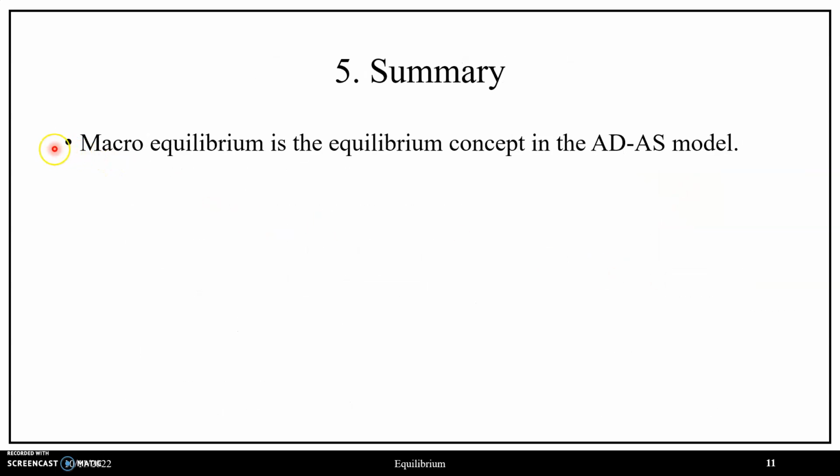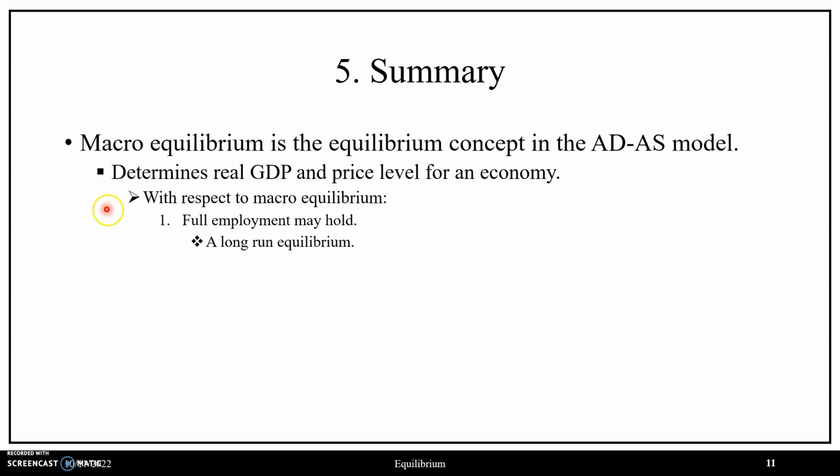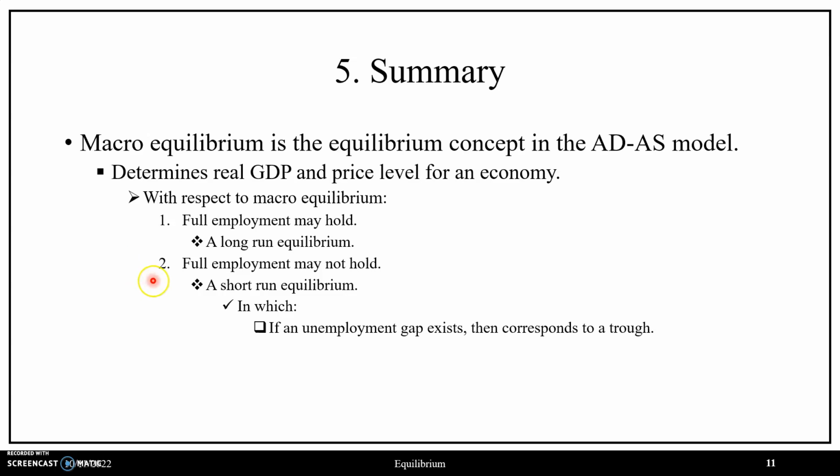So, having gone through macro equilibrium and distinguished between a long-run equilibrium from a short-run equilibrium, let us now conclude with our summary. Macro equilibrium is the equilibrium concept in the ADAS model that determines the real GDP and price level for an economy, where with respect to macro equilibrium, full employment may hold, which will correspond to a long-run equilibrium, whereas full employment may not hold, which will correspond to a short-run equilibrium, in which if an unemployment gap exists, then this will correspond to a trough with respect to business cycles, whereas if an inflationary gap exists, then this will correspond to a peak with respect to business cycles.